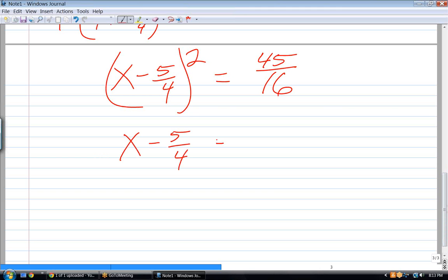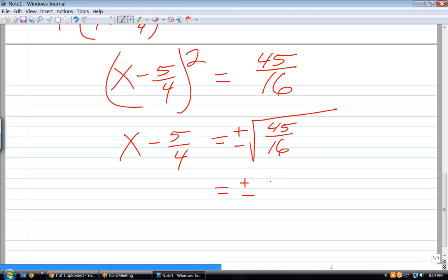What do I get on the right side when I take the square root? x minus 5/4. Well, hold on. That's the left side. Plus or minus, first of all. Remember to always do that because everybody forgets. And inside is 45/16. Now, the final step is going to be to move this 5/4 to the right side of the equation and we'll have our answer. But before we do it, we can simplify this radical. Let's simplify that radical first.